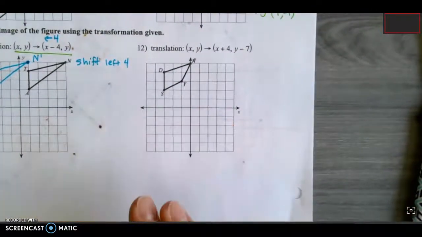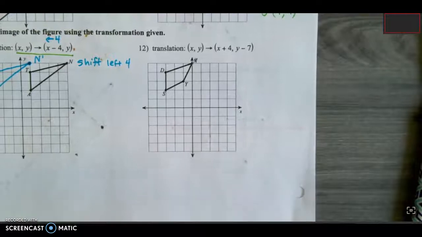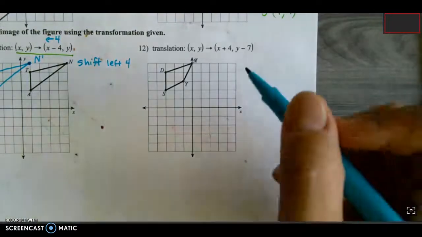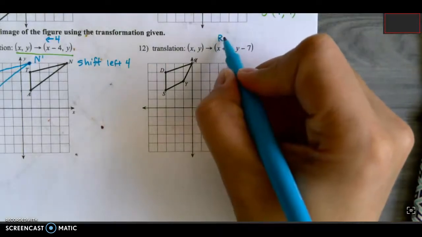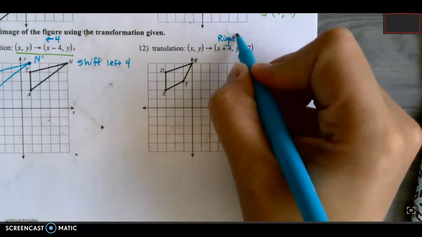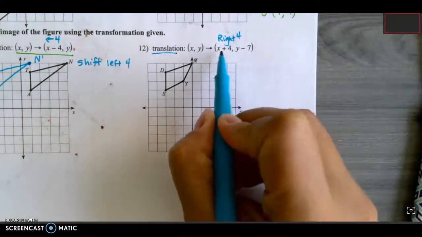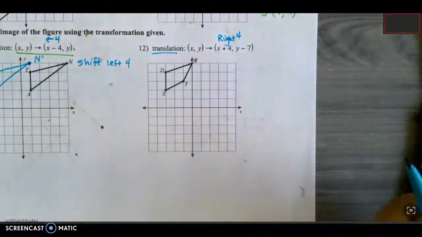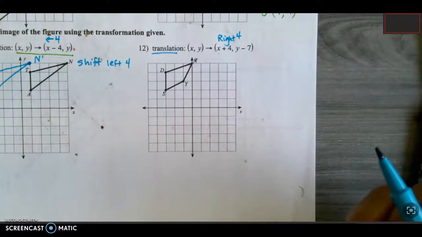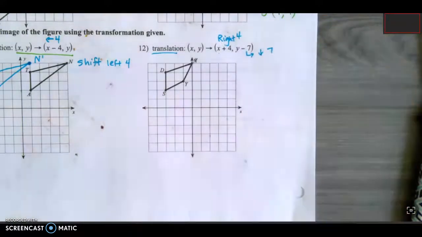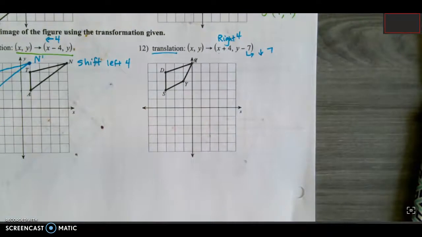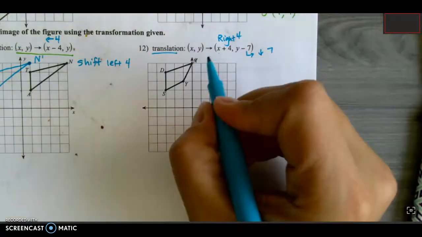And lastly, go ahead and pause it. You can try this on your own. But what I would do is I would say, well, this moves right 4. So it's a translation. X plus 4 means I move 4 to the right. And then y minus 7 means I move down 7. So each of our points needs to move right 4 and down 7.